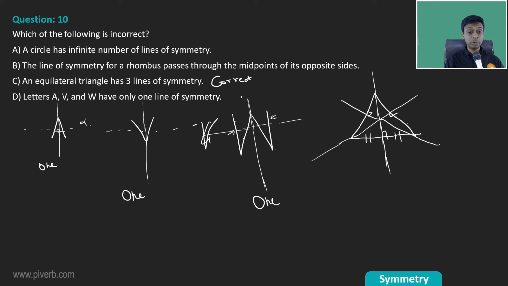A, V and W have only one line of symmetry. That is correct. So the first statement A, C and D are correct. B is incorrect. That is the choice we are looking for.